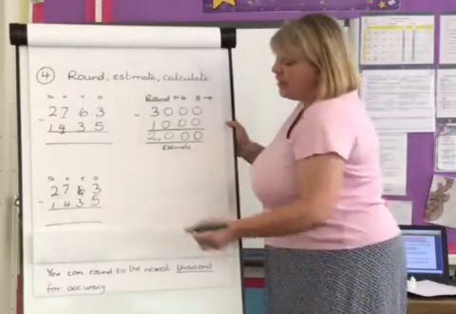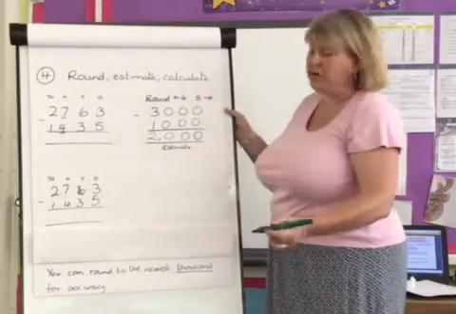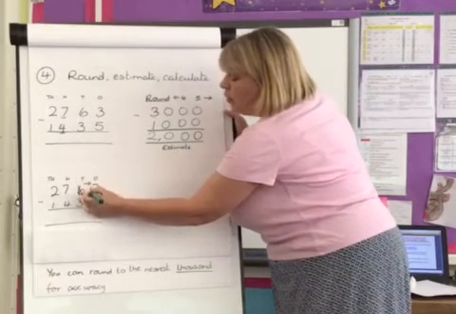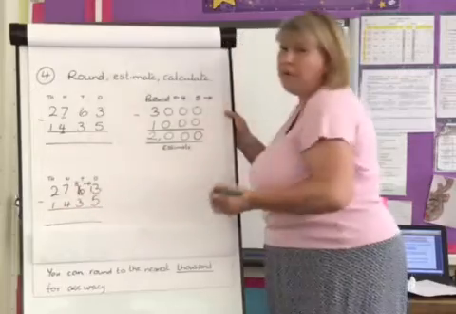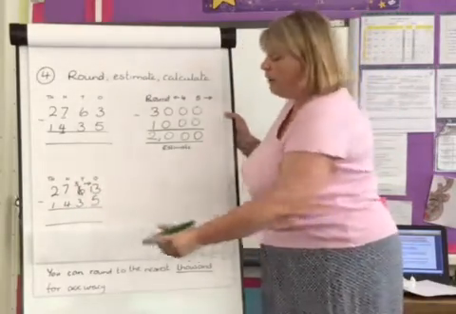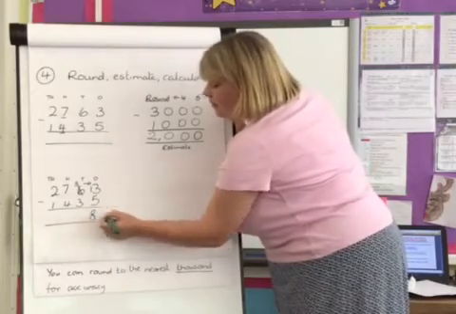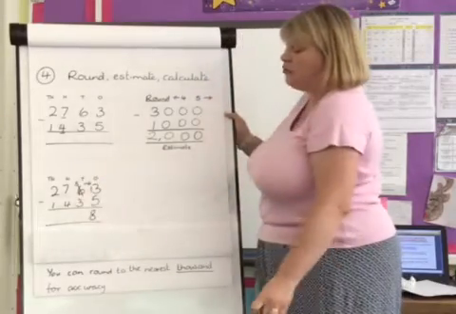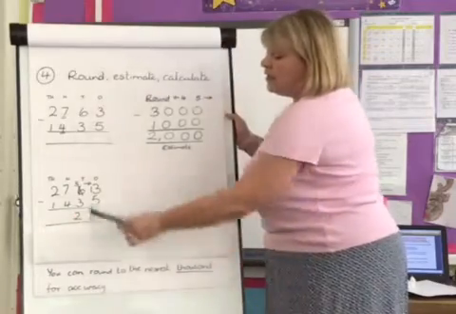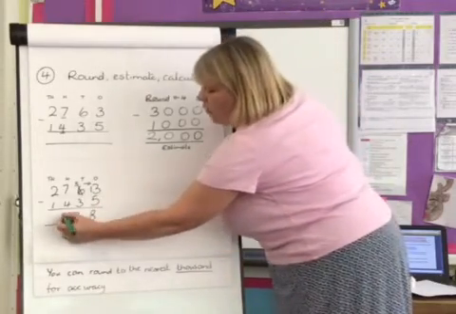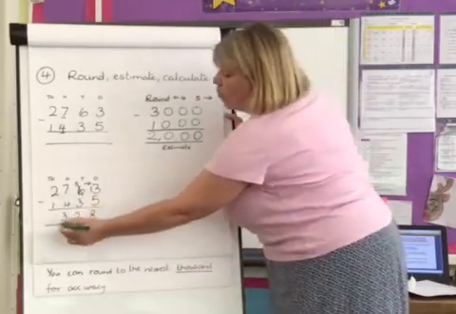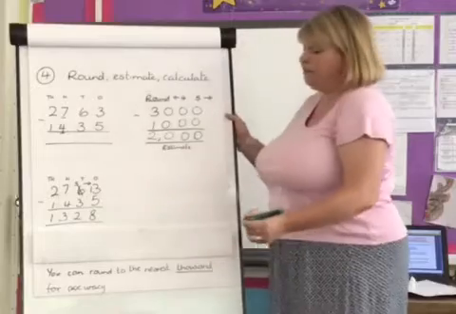So 3 take away 5, you can't do, so we're going to exchange. Going to put 1 here and 5 above because we've moved 1 across. 13 take away 5 is 8. 5 subtract or take away 3 is 2. 7 subtract 4 is 3. And 2 subtract 1 is 1.